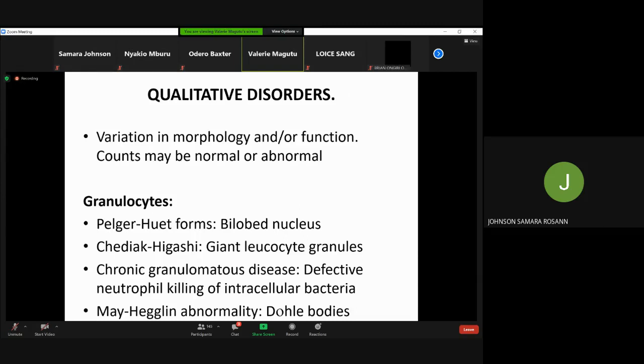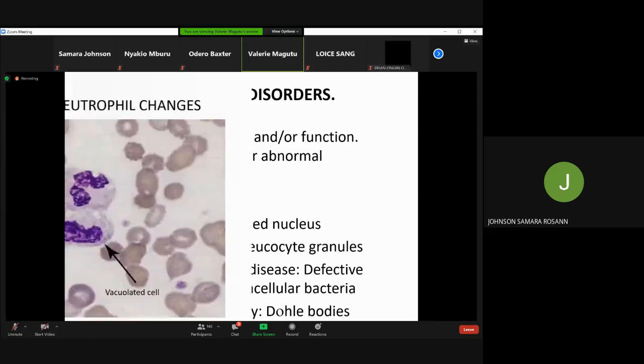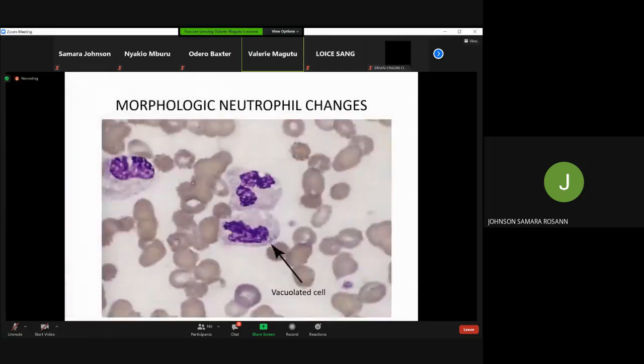We're going to talk about CGD in immunology, and I'm sure you'll see quite a few pictures and look at the defective killing of intracellular bacteria for that condition. And for May-Hegglin, we'll see Döhle bodies, which I'm going to show you right now, but there are 2 to 5 intracytoplasmic inclusions that look like just a really fat granule.